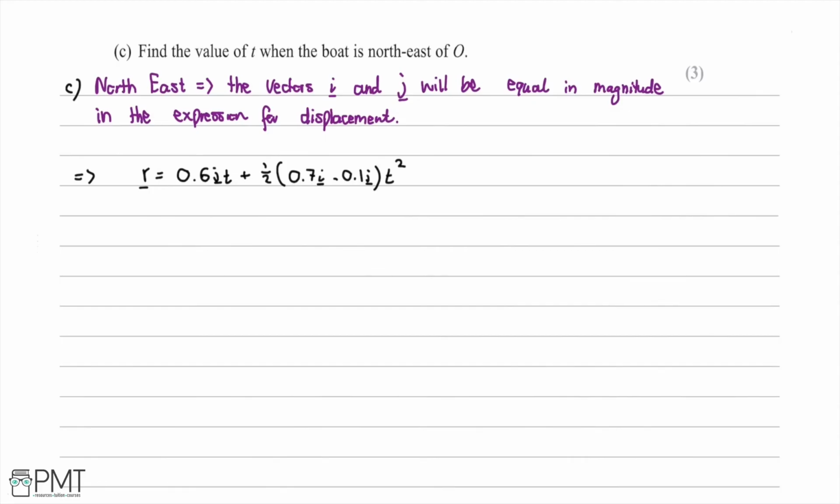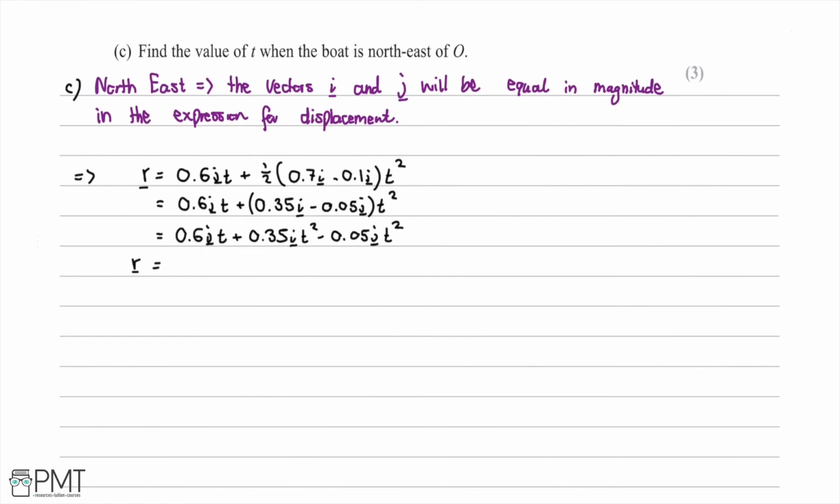So therefore, this is going to be equal to 0.6jt plus, we're going to do the factor of a half first. So half of 0.7 is 0.35i, minus half of 0.1, 0.05j, all multiplied by t squared. That is going to be equal to 0.6j multiplied by t plus 0.35i multiplied by t squared minus 0.05j multiplied by t squared.